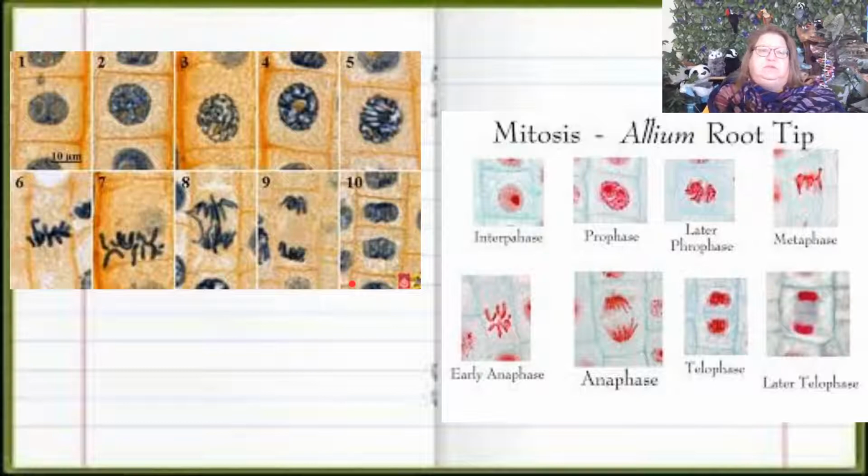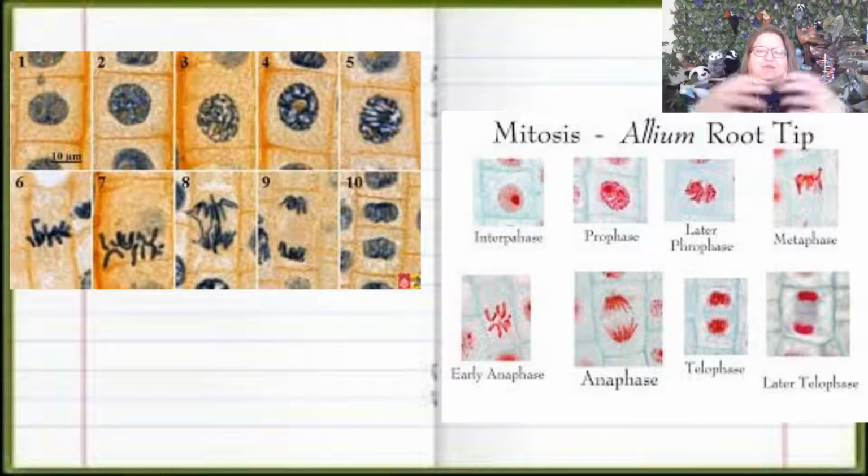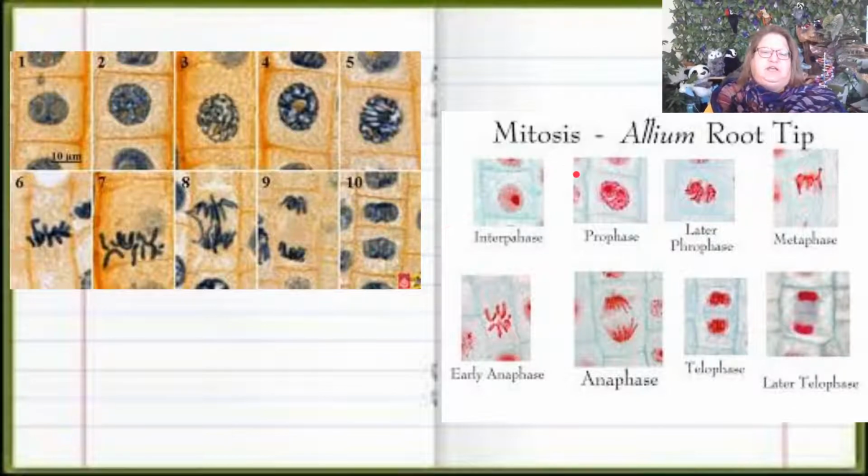Now, onion root tips are really classic locations to find cells dividing, because roots are growing through the soil. And so as the roots are growing through the soil, they're replacing and growing new cells. And these are just two different types of stains under the microscope, but you can see the chromosomes condensing, lining up in the middle, separating, and then there's our two daughter cells.